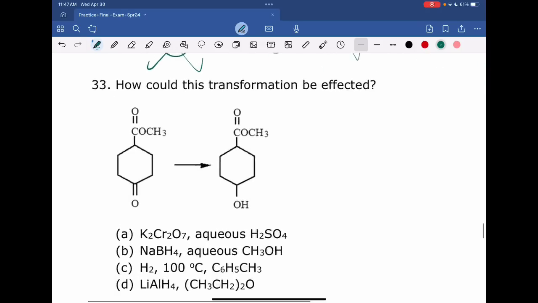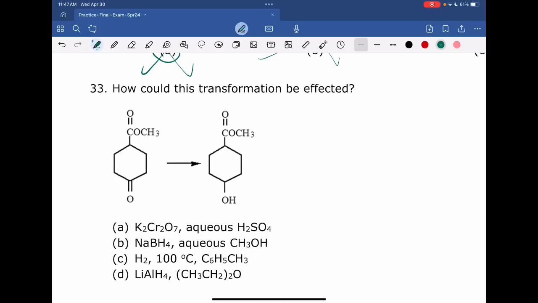How could this be affected? Okay, it's just a reduction. You go from a double bond to a single bond. But it is a selective reduction because you have another double bond in here, and you could also reduce it, but you didn't. So you have to react this with something strong enough as to reduce the bottom one, but weak enough as to not mess with the top one.